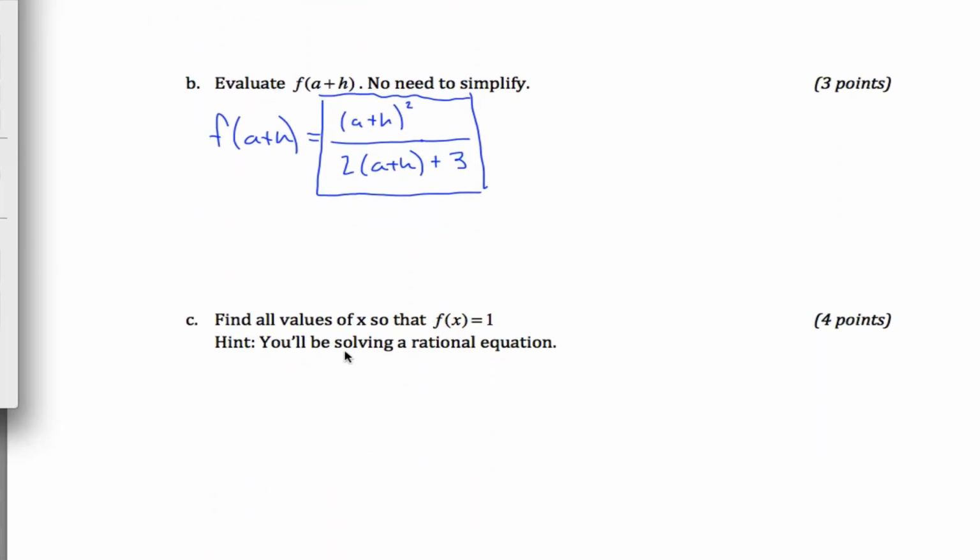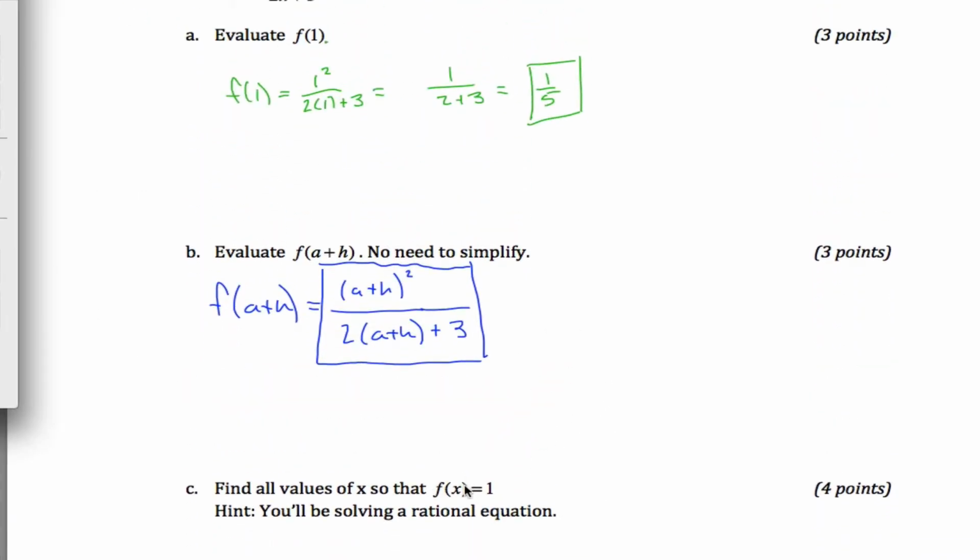The challenge here is that A and C look pretty similar. This one's asking you to evaluate f of 1. This one's asking you to find all values of x so that f of x equals 1. F of x equals 1 and f of 1 look similar, but they're not the same. This is saying when you put 1 in, what will come out? This is saying, what must you put in to make 1 come out?